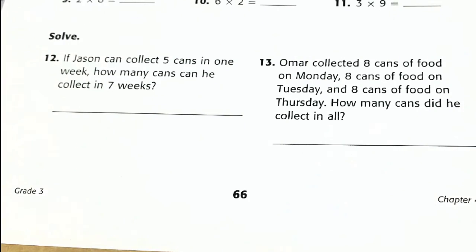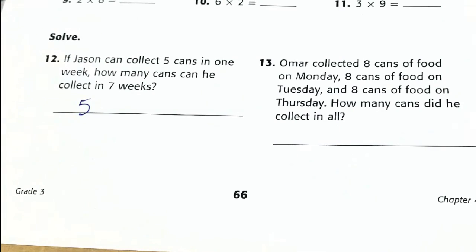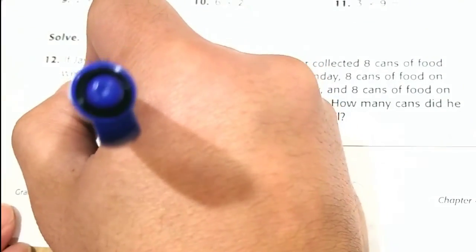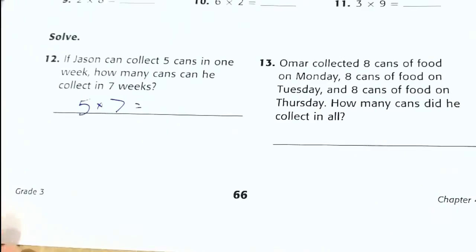Number 12, if Jason can collect 5 cans in 1 week, how many cans can he collect in 7 weeks? So in 1 week he can get 5 cans. Next week he can get 5 more and 5 more and 5 more and 5 more. So it's 5 times 7. Okay, so that's the setup.